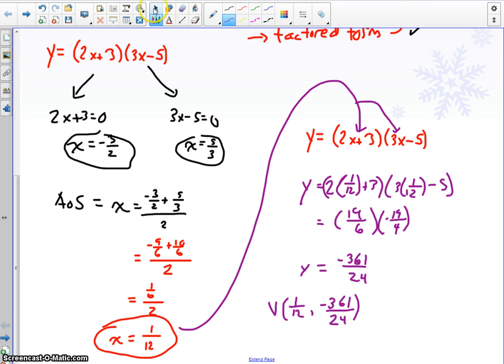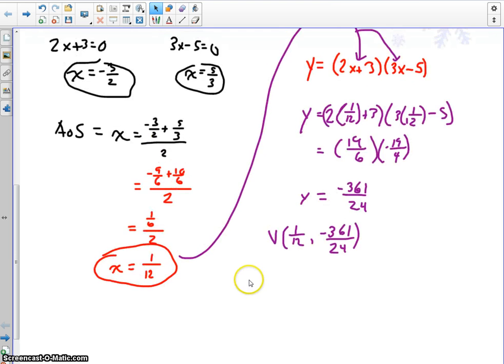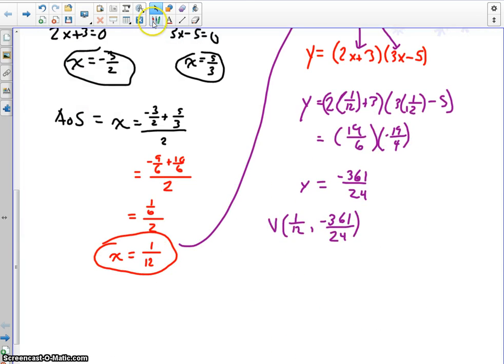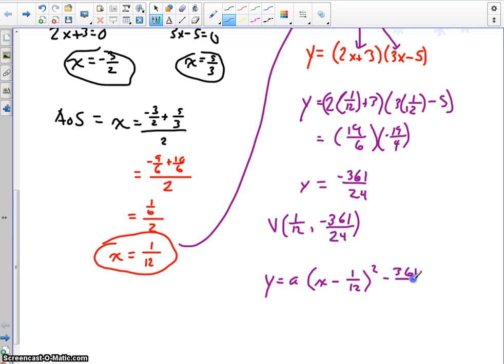Okay, so I could create vertex form here. I don't technically need to find the mapping rule, but it will help. So what I'm going to need here, that'll be my h and my k, so I'm going to have some a value, and it's going to be x minus 1 over 12, all squared, minus 361 over 24.